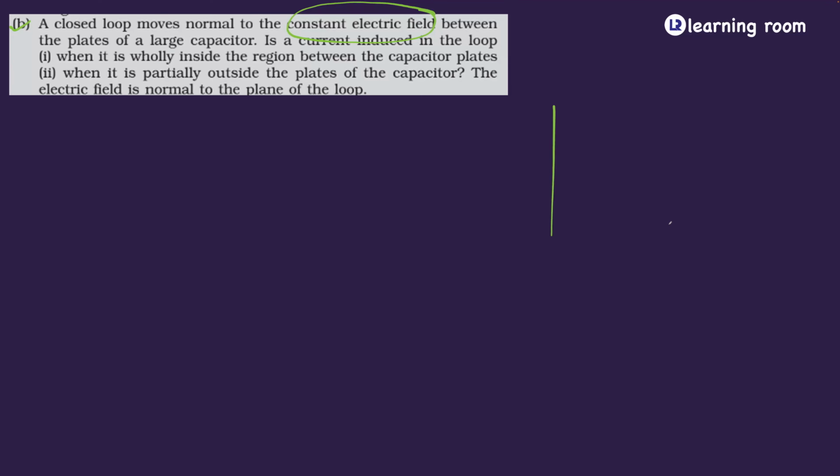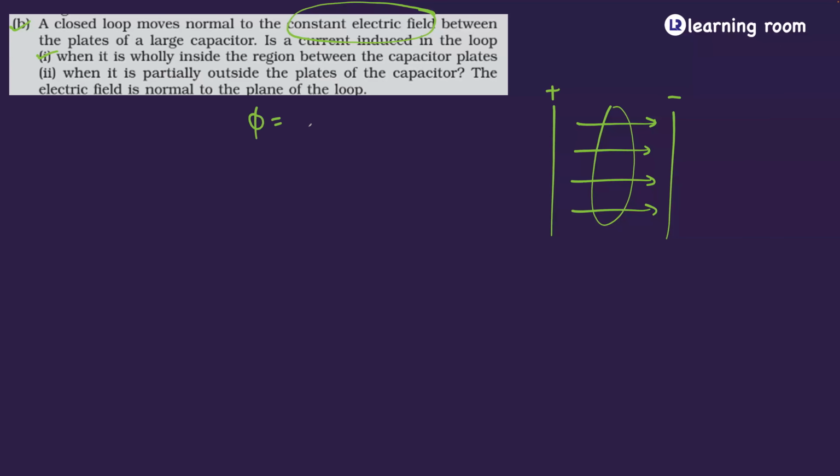Now, there is an electric field that is getting generated between the plates of a large capacitor. So there is an electric field in this way, and there is a coil which is moving in this electric field perpendicular to it. Is current induced in the loop, first, when it is wholly inside the region between the capacitor plates? What is the answer? When this coil is inside the electric field, what is happening? The coil is moving, right? So what are all the parameters associated with it? What is going to be the flux in this case?